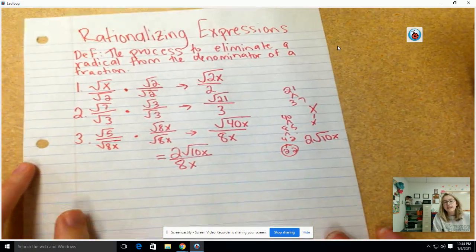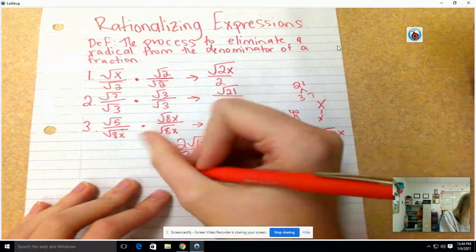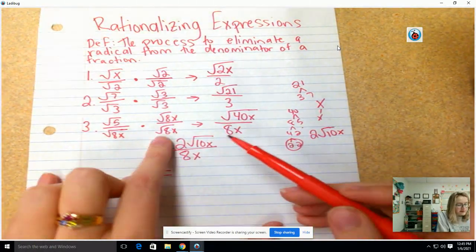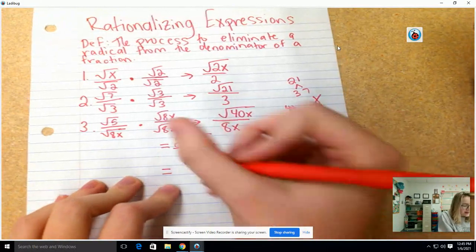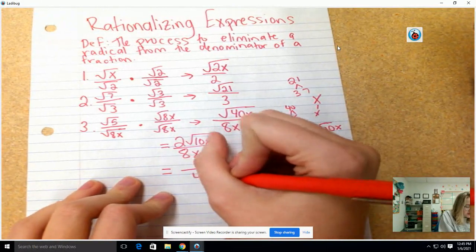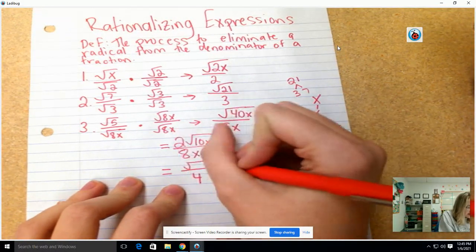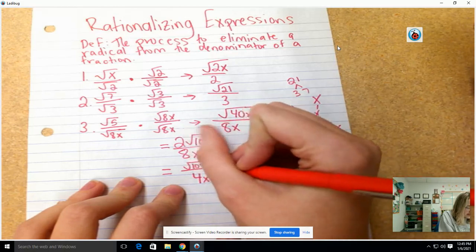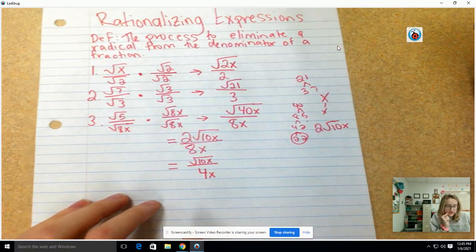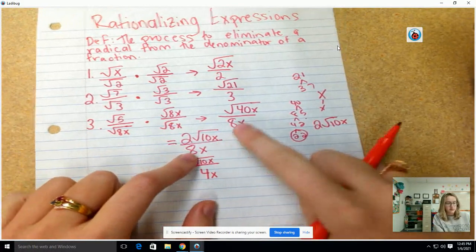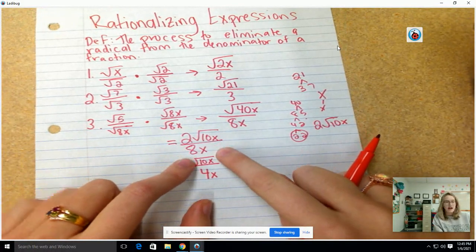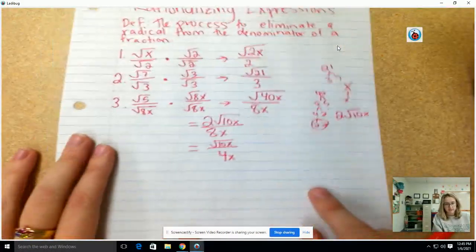And then I'm still not done. I can still simplify this one step further. I can simplify my 2 and my 8. So 2 divided by 8 is going to give me 1 over 4. So I don't really need my 1 there. Bring down my x, and I'm going to have radical 10x. The important thing to note here is you cannot divide these x's. This one is in the radical and this one is not, so you cannot divide like that. Those just stay the same.